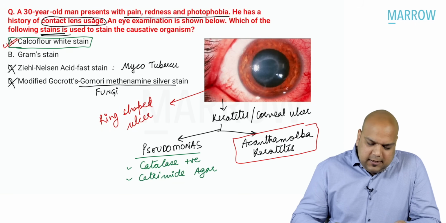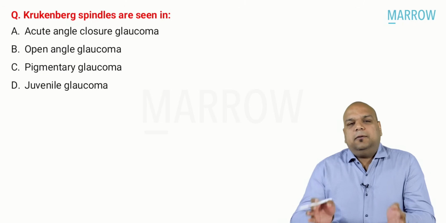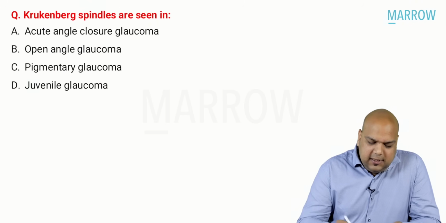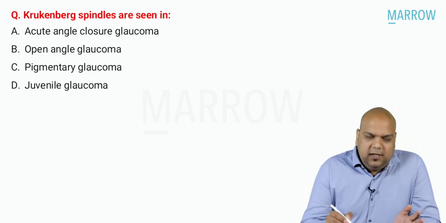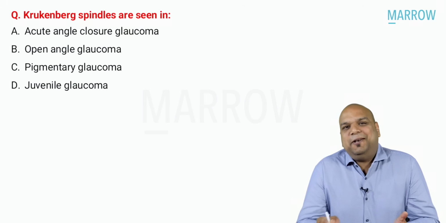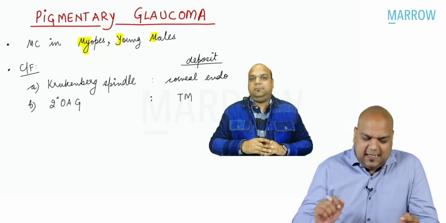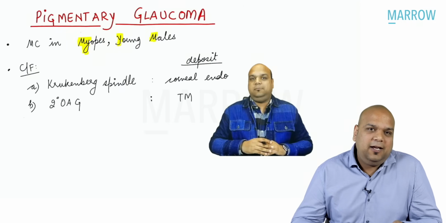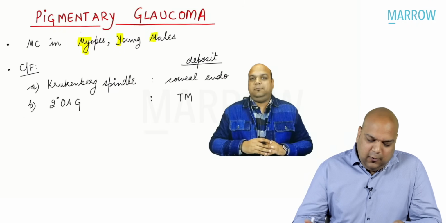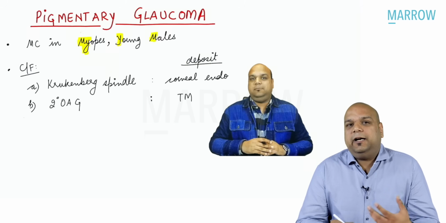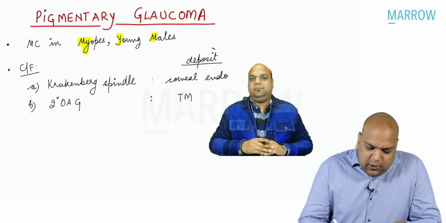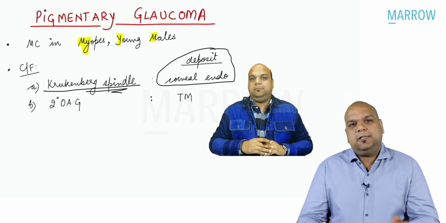Moving on to question number two. Question number two was probably the most direct, the easiest question. Krukenberg spindles are seen in. Either you knew it or you did not know it, right? So Krukenberg spindles are seen in, yes, you may remember, as has been taught to you, pigmentary glaucoma. In pigmentary glaucoma, we know that pigment gets deposited at various places. If it gets deposited on the corneal endothelium, those are called Krukenberg spindles.